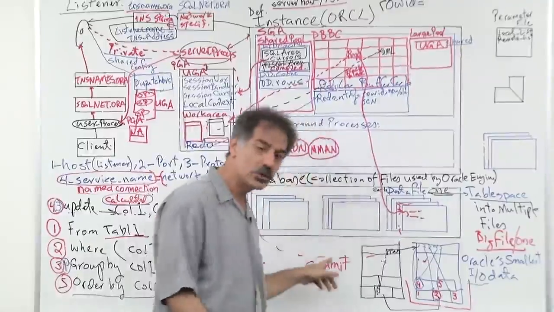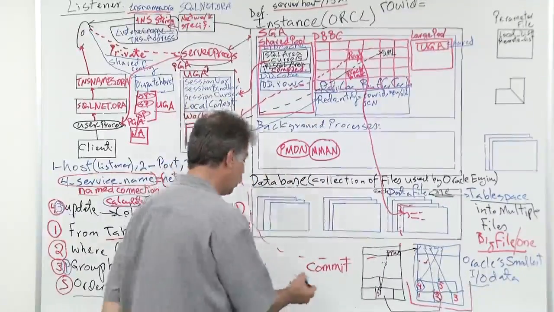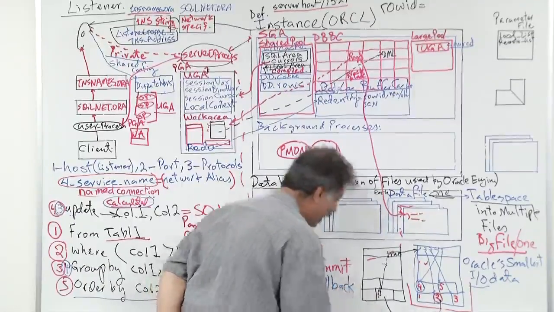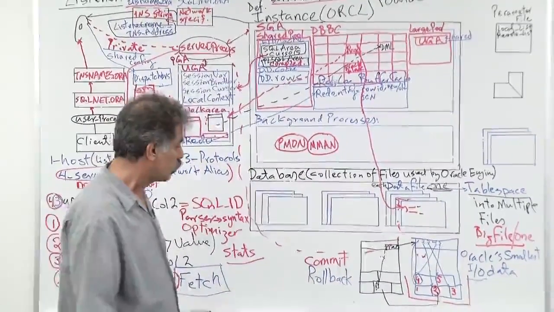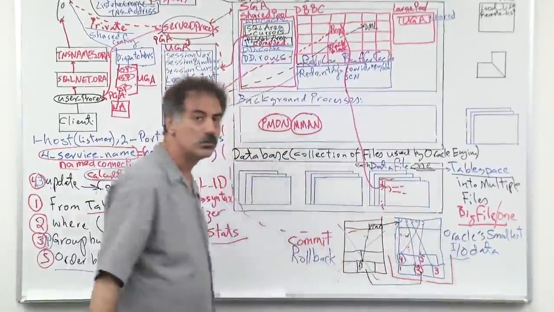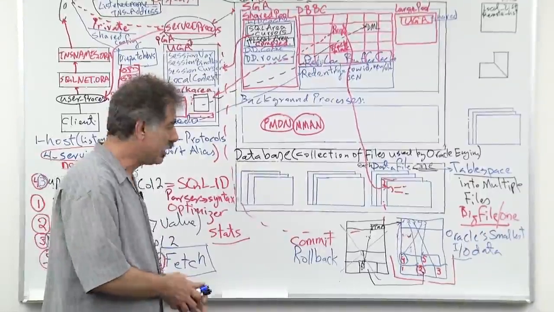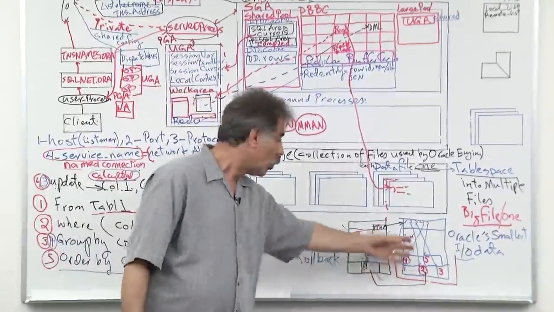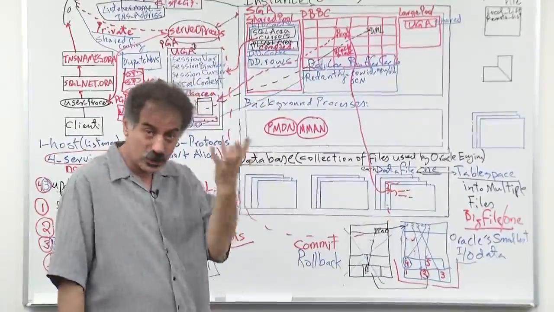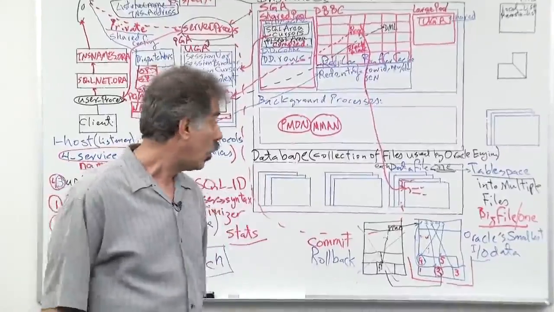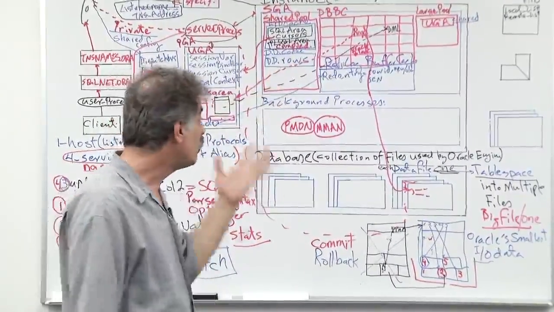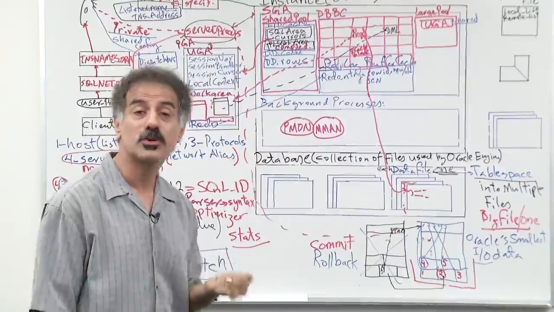Because if the user does not say commit, the user could say rollback. Rollback means my change is no good. Throw away the change and put back the original block. So whether it's commit that I have to do cleanup for, or it's the rollback that I have to get rid of the new block and put the old block as the current valid block, all of that would need my blocks in memory. That's why we try to keep it in memory as long as possible.